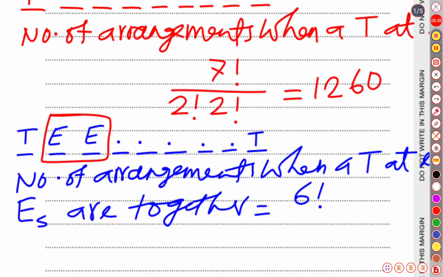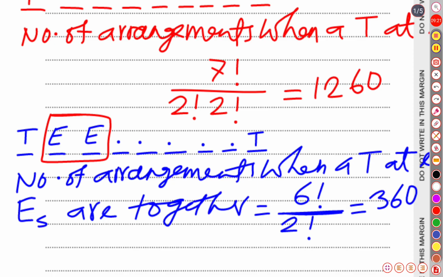letters or 7 letters, there are 2 L's. Remember, 2 L's are identical, and we know we should divide by the number of identical letters. So 2 L's are identical, so we will divide by 2 factorial. So ultimately, what is the number of arrangements? We know 6 factorial means 720. If 720 is divided by 2, it is going to be 360. So 360 is the number of arrangements when the I's are together and there is a T at each end.